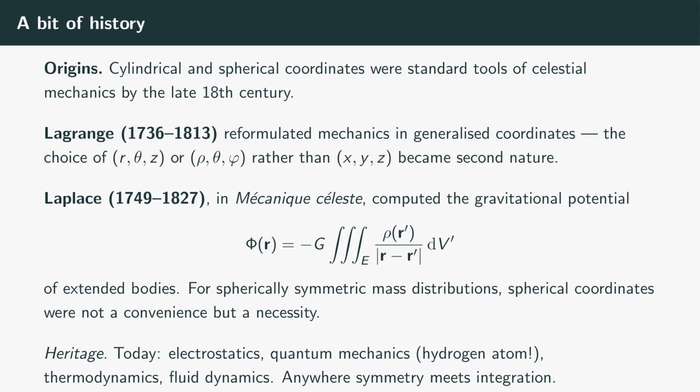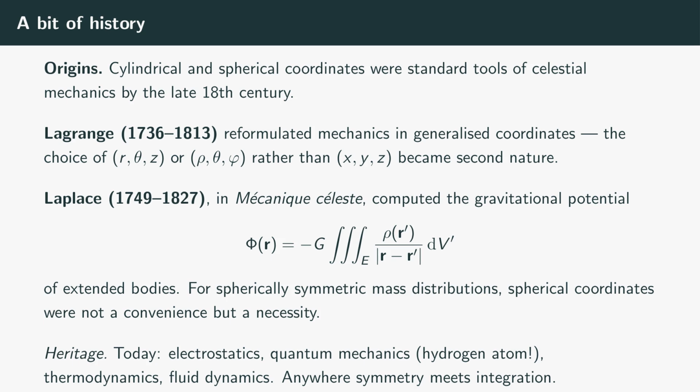A bit of historical context. Cylindrical and spherical coordinates were not pulled out of thin air. They evolved as the natural language of celestial mechanics in the late 18th and early 19th centuries. Joseph Louis Lagrange, in his Mécanique analytique of 1788, systematically reformulated mechanics in what he called generalized coordinates, whatever coordinates fit the symmetry of the problem, with Cartesian as a special case.